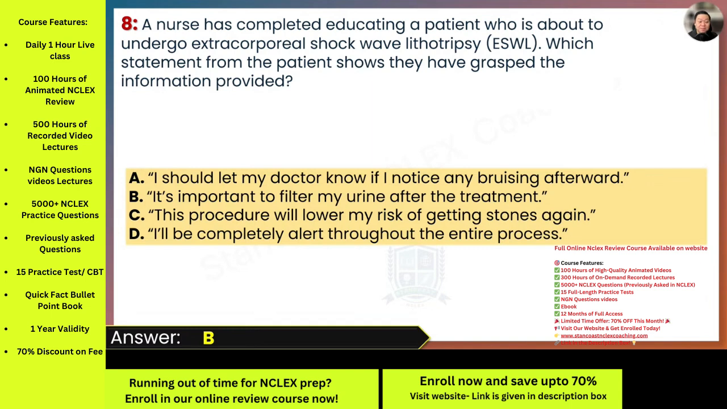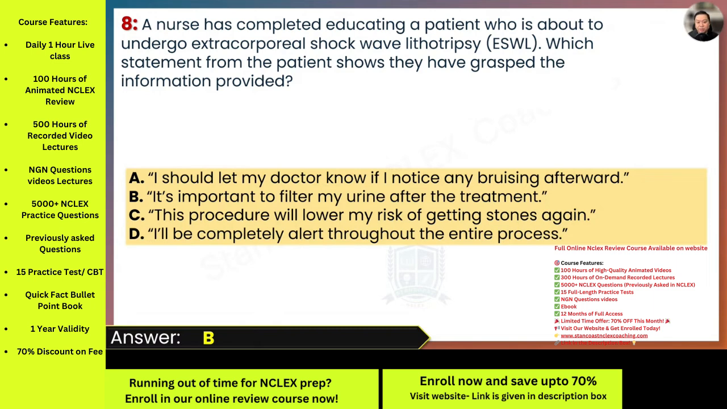And this statement is incorrect because the treatment for existing kidney stones, this is the ESWL, is a treatment of existing kidney stones, not a preventive measure. And so we know that the procedure breaks the stones into smaller fragments so the patient can pass them more easily. But after the ESWL, patients still need to manage their risk factors.